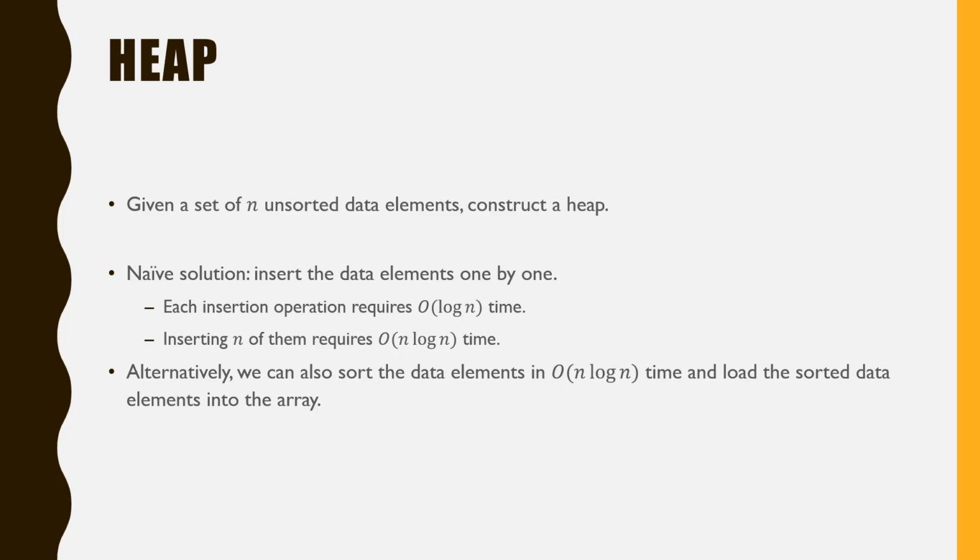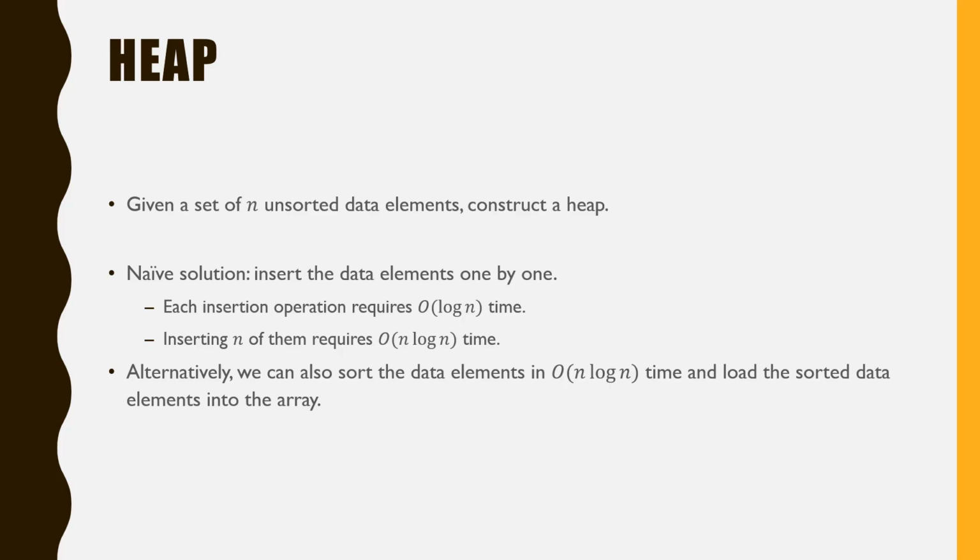The construction function is responsible for building a heap from a set of n unsorted data elements. There are two naive approaches to construct a heap. In the first approach, we start with an empty heap and insert the data elements one at a time. As the heap grows, it may contain up to O(n) data elements. In this case, each insertion into the heap requires O(log n) time. Since there are n elements to insert, the overall time complexity becomes O(n log n).